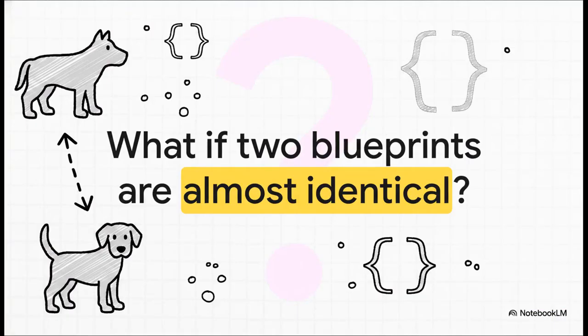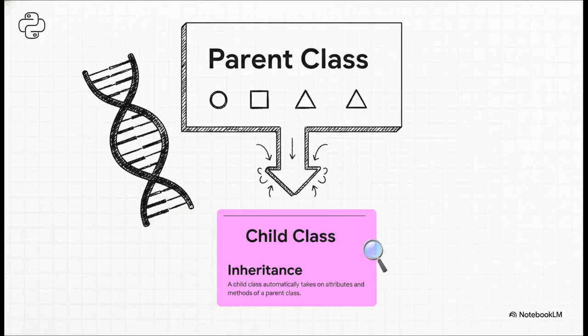Section 6. Inheritance, or passing traits down. So, we've reached the climax of object-oriented programming, and this is where we learn how to drastically cut down on repetitive code. Consider this efficiency problem. What happens if two blueprints are almost completely identical? Let's say we have a generic animal blueprint, and we want to make a dog blueprint. Do we really have to manually sit there and type out all the exact same attributes and methods all over again? Thankfully, the answer is absolutely not, and that is thanks to inheritance.